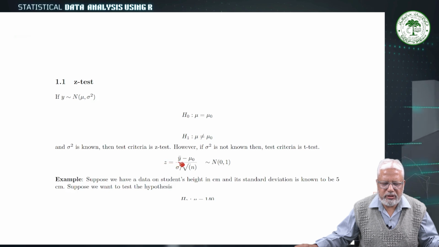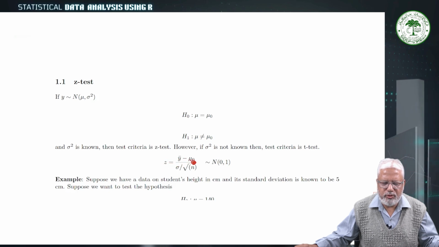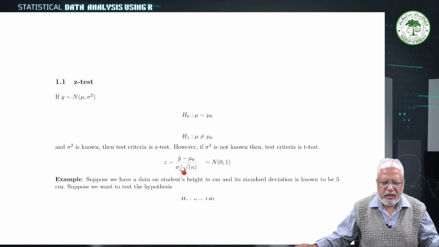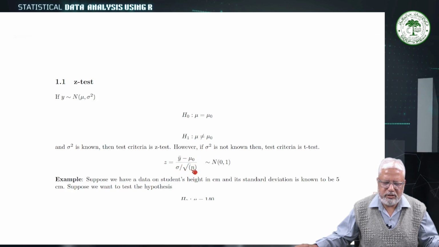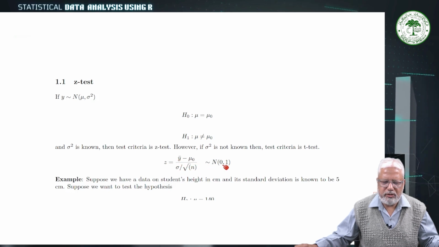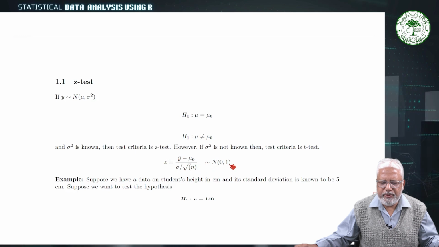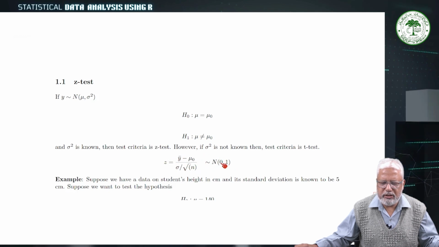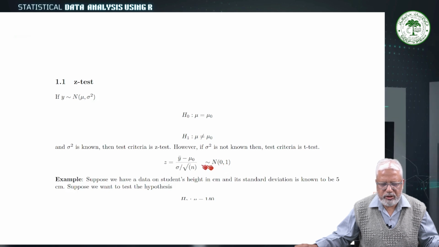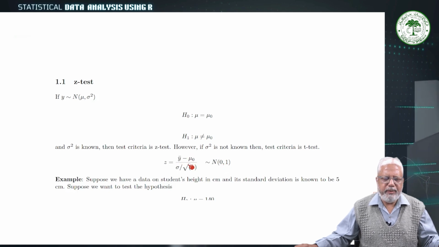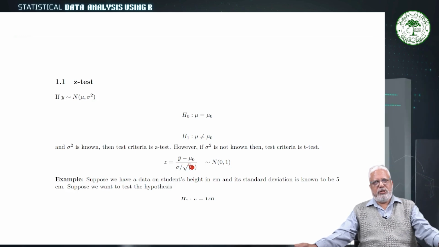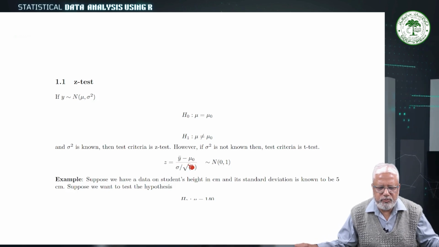Then the Z statistic is nothing but Y bar minus mu naught, where mu naught is some specified value, divided by sigma, which is known, divided by the square root of n, the number of observations on which the sample is estimated. So, this follows the Z distribution, and this is known as the sampling distribution of the Z statistic, that is, standard normal. In hypothesis testing, actually, we talk of sampling distribution, and the sampling distribution becomes the reference distribution.